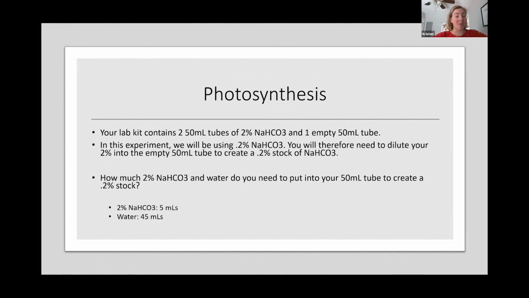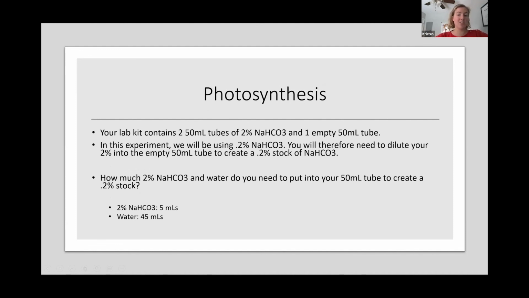What I really like about this kit is that it allows them to learn a little bit about dilutions, which is a skill that a lot of students struggle with. And this is actually something that they don't do in the face-to-face lab. We're trying to limit the amount of supplies that we're handing out to the students, just so we don't have to give them 20 tubes of NaHCO3. We made it a more concentrated solution, and they're going to use this empty 50 ml tube to make their dilutions. So we first walk through how to do this dilution.